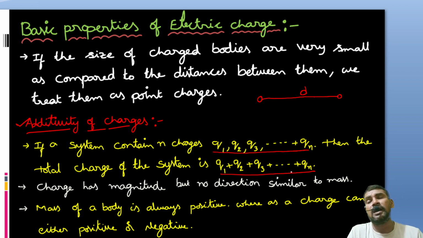Charge has only magnitude, just like mass. Mass has only magnitude, there is no direction for mass. Similarly, charge has only magnitude, there is no direction. But mass is always positive, whereas charge can be positive or negative, that you have to remember. So charge may be a positive charge, or charge may be a negative charge.